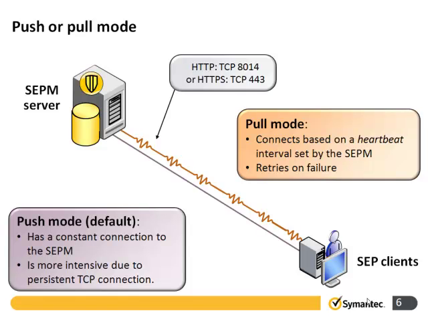When you configure the communication settings for the clients, you can choose to have them in push or pull mode. The push mode is the default and has a constant connection to the SEPM. But this is quite high on resources, so once you have a number of clients communicating with the SEPM in push mode, if that's too much for the SEPM, you can then change them to be in pull mode, where they're connected based on the heartbeat interval.